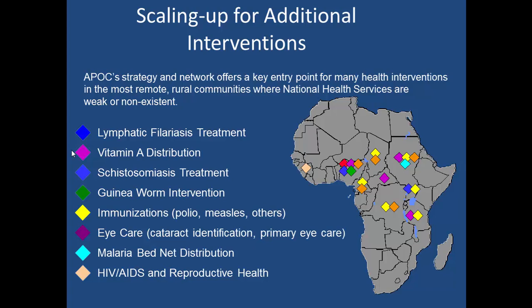For the most part, they tend to be one-offs. They'll do a lymphatic filariasis treatment with an onchocerciasis program, or a vitamin A distribution, or a guinea worm intervention, but they tend to be just one time. They're not integrated within the system directly, and that's something that needs to be corrected.